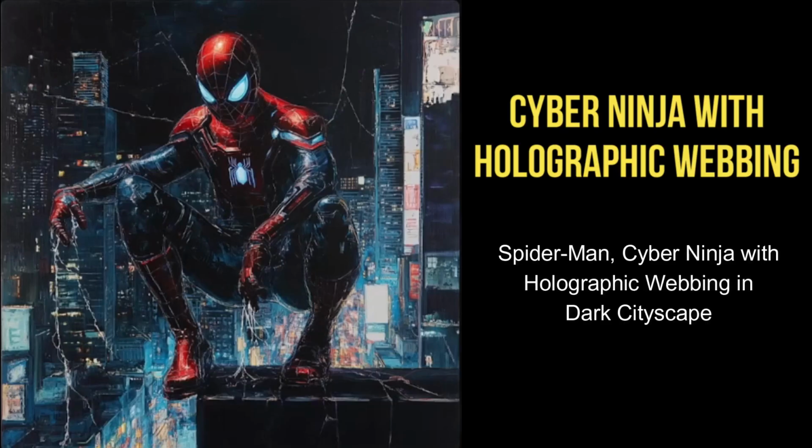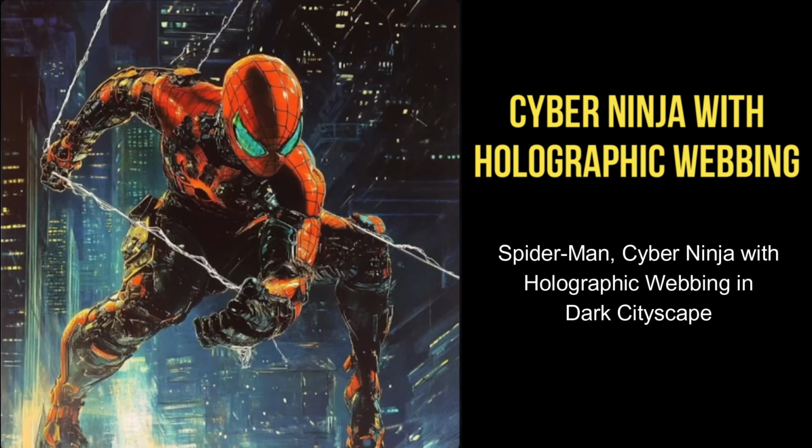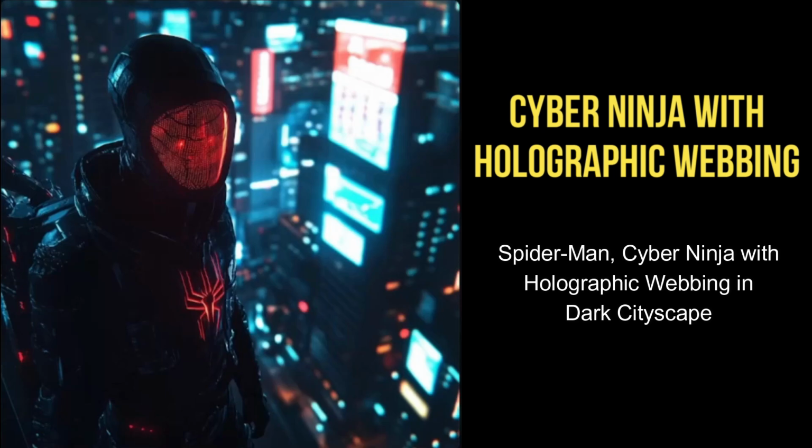Then the last one, we have Cyber Ninja with holographic webbing in a dark cityscape. And for that, we've chosen Spider-Man. So we have Spider-Man as a stealthy ninja with glowing sight. Basically, just merge two to three things to get some interesting styles out of Midjourney. So the Spider-Man is swinging through a neon-lit cityscape with a cyberpunk edge to it.